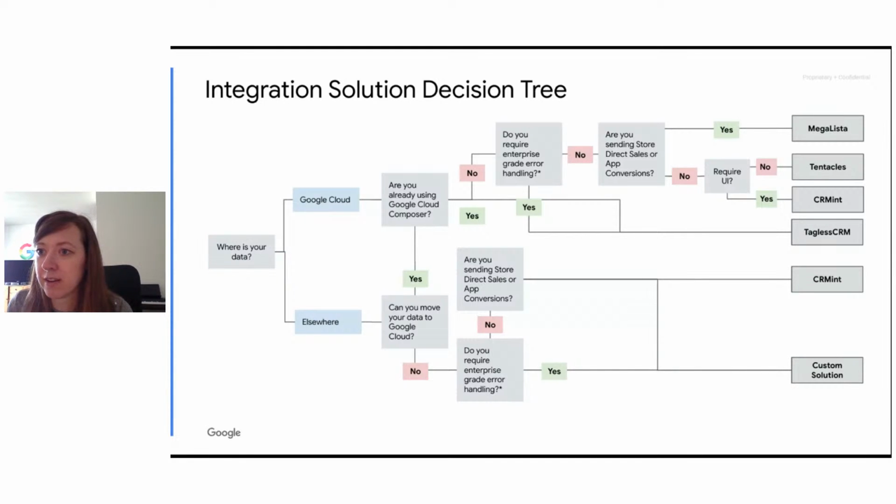Now, if you have your data elsewhere, you can ask yourself the question, can you move your data to Google Cloud? If yes, then follow the first flow that we just walked through. And if no, next question would be, do you require enterprise-grade error handling? If no, are you sending store direct sales or app conversions? Then CRM Mint would be a good solution. If you do require enterprise-grade error handling in that case, then another custom solution must probably be found or built.